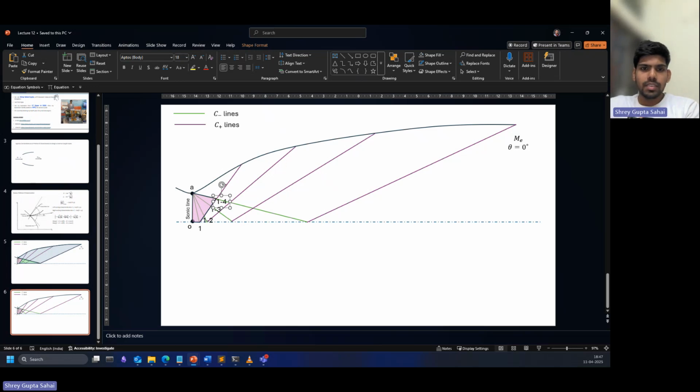Just give me a second. Let me think about theta. The flow has expanded. Does the flow expand even further? Let me think. The Mach number where.